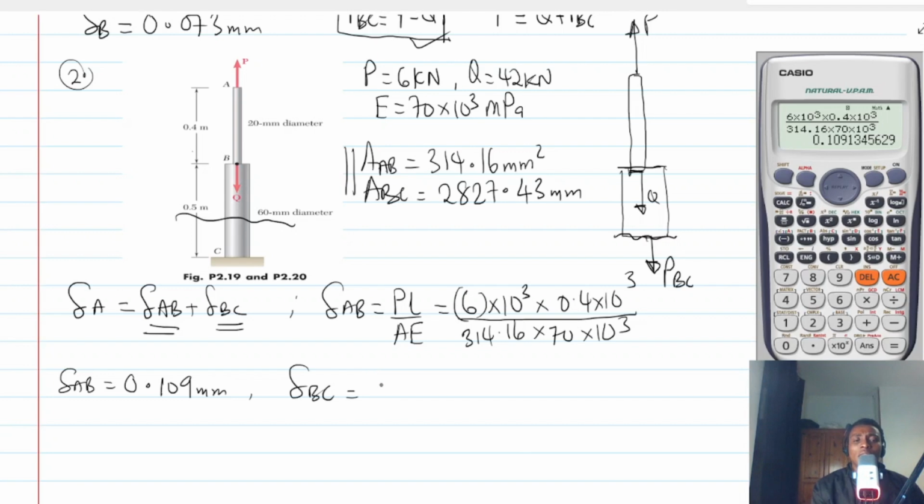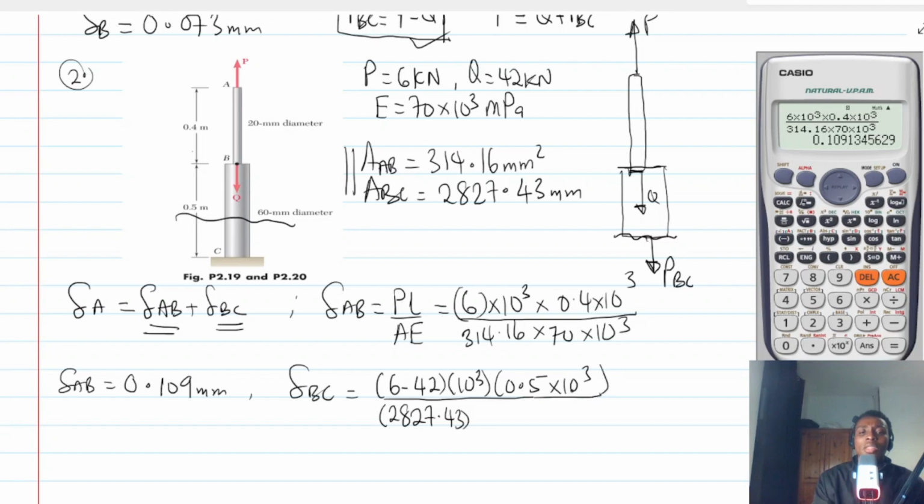All right, so PBC 6 minus 42 multiplied by L. So the L is the length, which is what? 0.5 times 10 to the power 3 divided by the area. And what is the area? We have it already. 27.43. All right. In fact, we need to multiply the load by 10 to the power 3. And the length is 0.5 times 10 to the power 3 in millimeters. Area and then the Young's modulus.